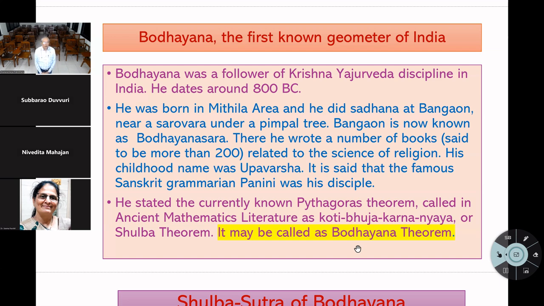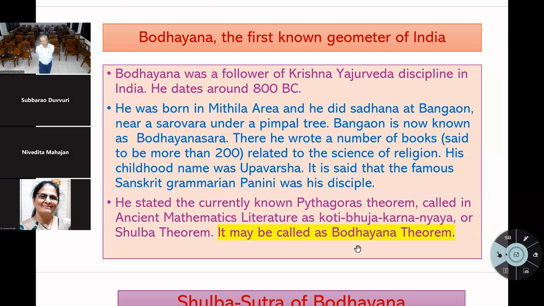His childhood name was Upavarsha, and you might have heard of Panini, who was considered the first known grammarian. Before Panini also there were grammarians, but Panini's work has survived and is studied now also. And this Panini was a disciple of Bodhayana, and he stated the currently known Pythagoras theorem. We study this as a theorem of Pythagoras, but it is already stated in the work of Bodhayana. This Pythagoras theorem used to be called Koti, Bhuja, Karna, Nyaya.